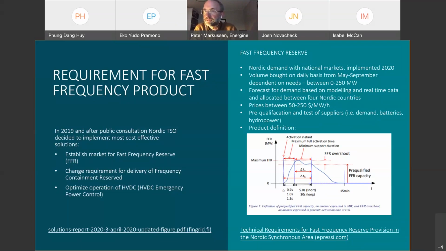Forecast for demand is based on the modeling and the real-time data, and we see then prices between $50 to $250 per megawatt per hour. And of course, there is a pre-qualification and test of suppliers where we see that, for example, different kinds of demand, batteries and hydropower are participating in this market. And then there is a product definition where you have different possibilities to bid in. There are 3 ways that you can define your product. I'll not go much into details here.